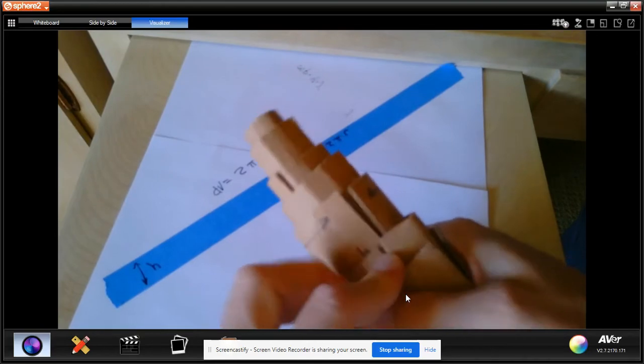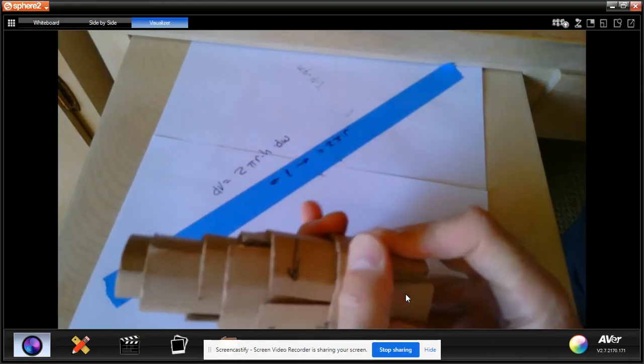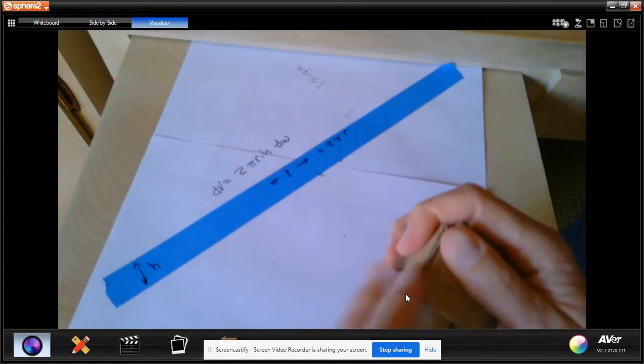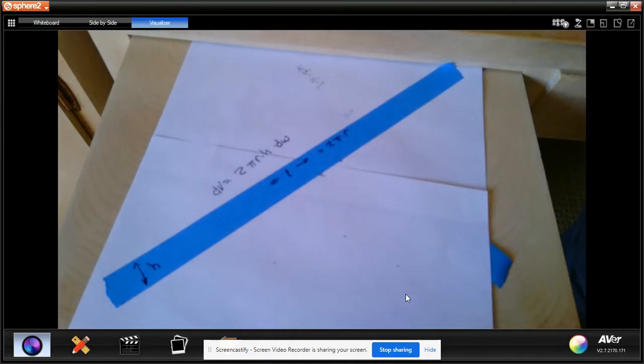So that's the picture of the shell method and how it builds up a volume instead of stacking discs or washers together. It layers on like a roll of tape or a roll of toilet paper or paper towels or something like that. Okay.